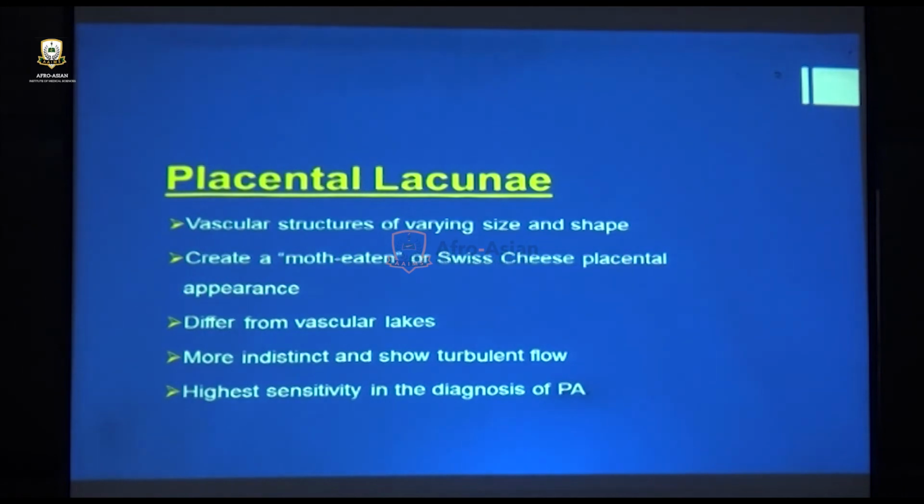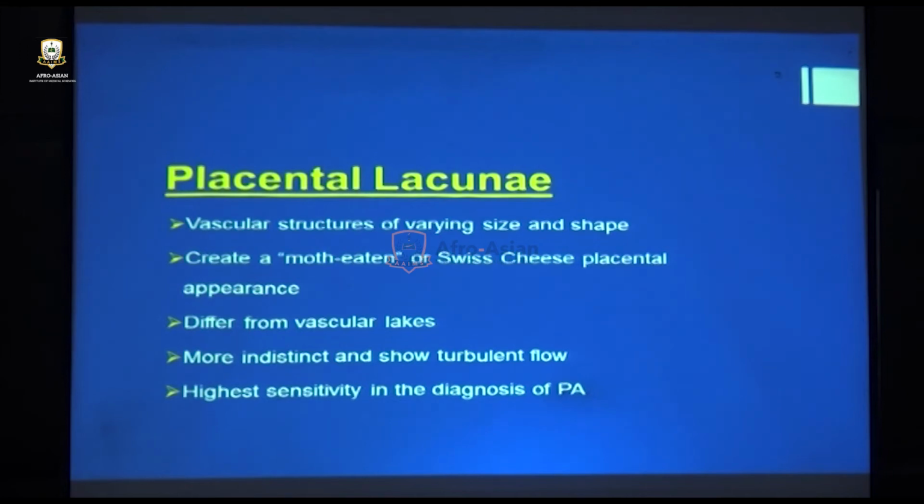So what are lacunae? These are vascular structures of varying size and shape, creating a moth-eaten appearance, the way a termite eats wood, or a Swiss cheese appearance. Many of us must be fond of cheese. This is Swiss cheese appearance. It's different from normal vascular lakes, and it's more indistinct and shows turbulent flow. This is the difference. Again, Doppler comes into play.